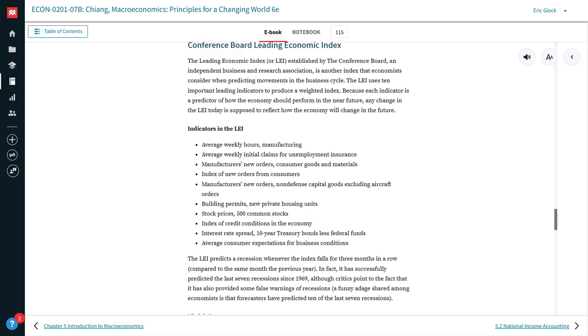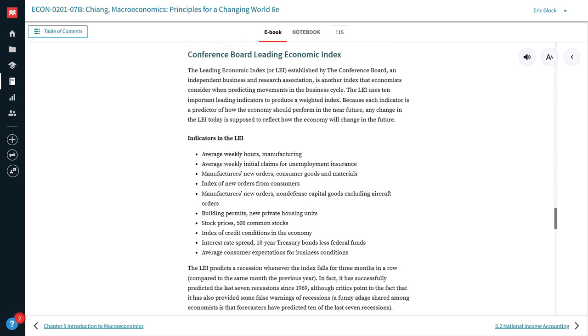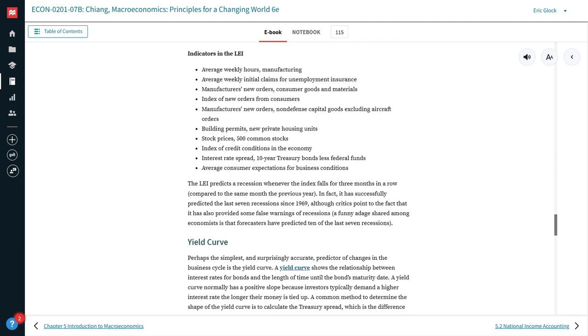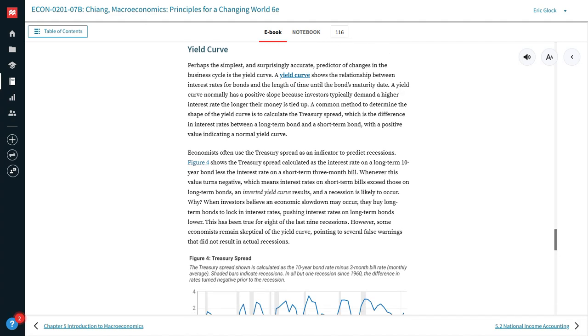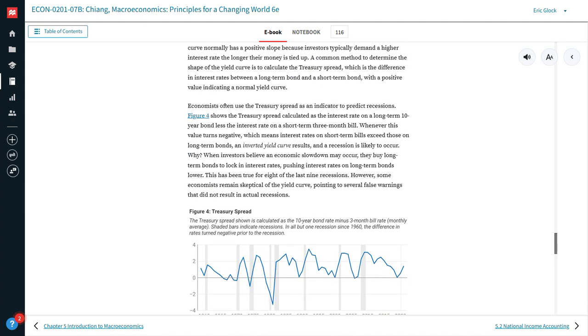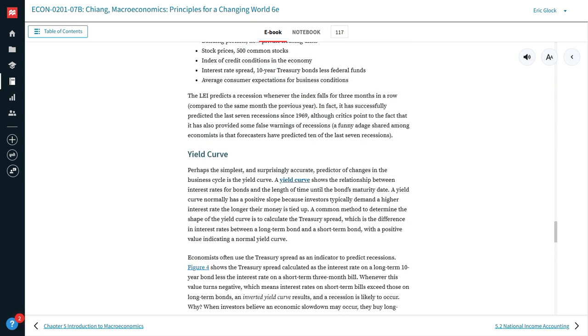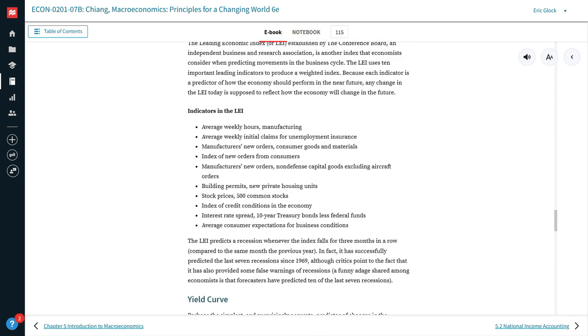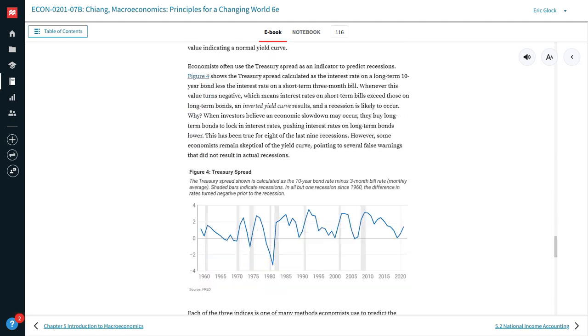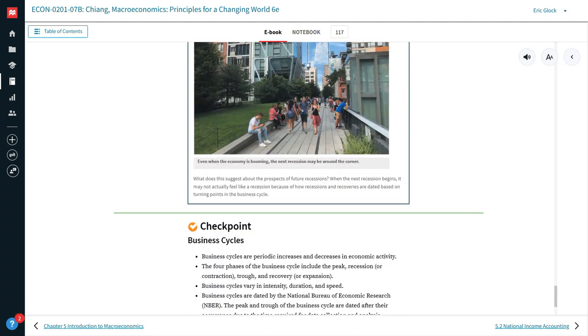Okay, these next two, LEI, that's a very big one as a predictor. It's done a good job, sometimes false alarms. The yield curve historically has done a good job, but ironically, recently it has actually done what the LEI is more famous for doing. Said there was going to be a recession when there wasn't. Okay, we are done with that one.